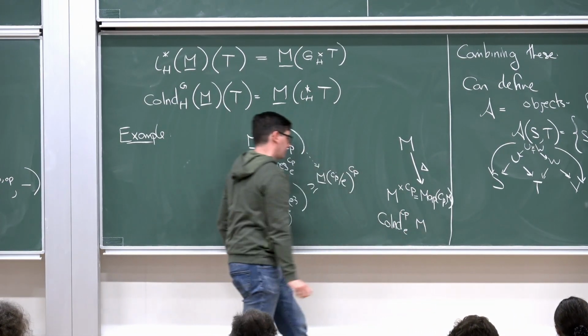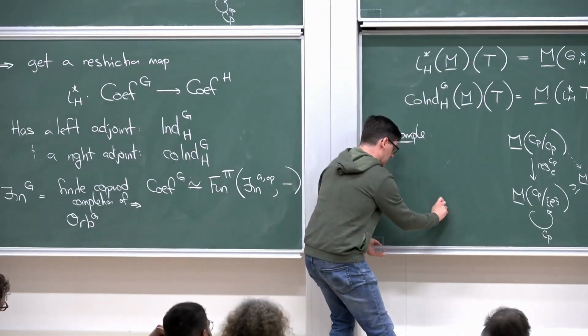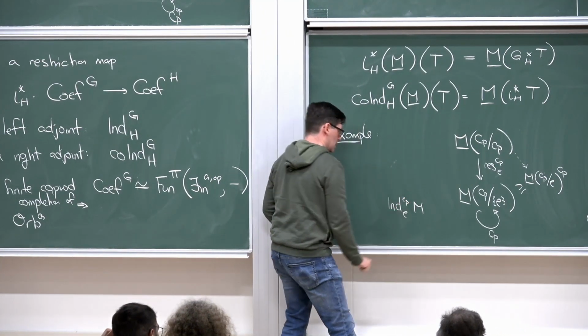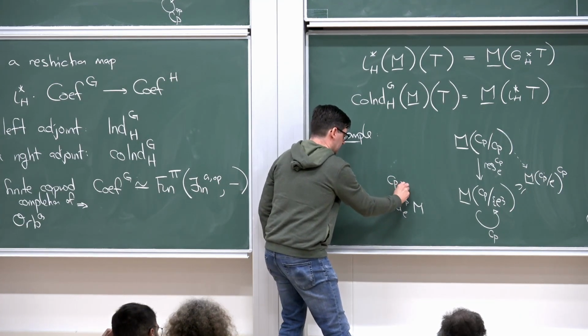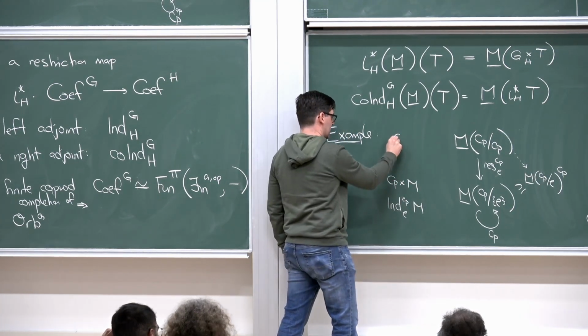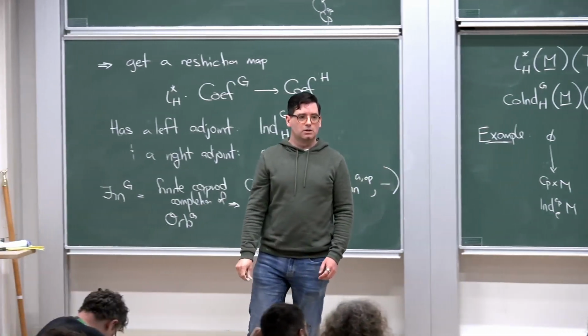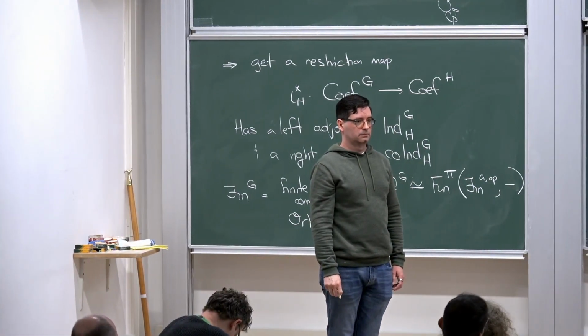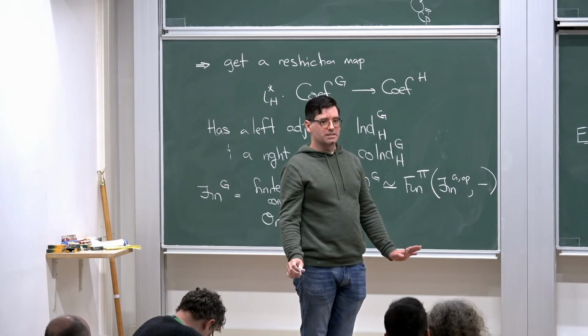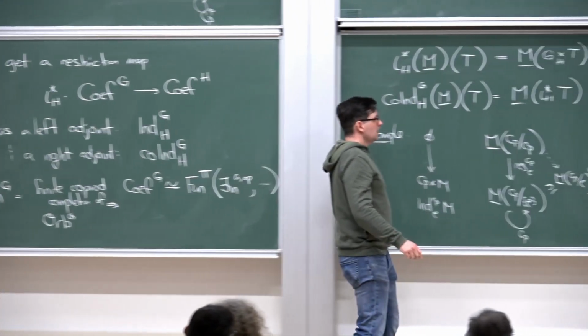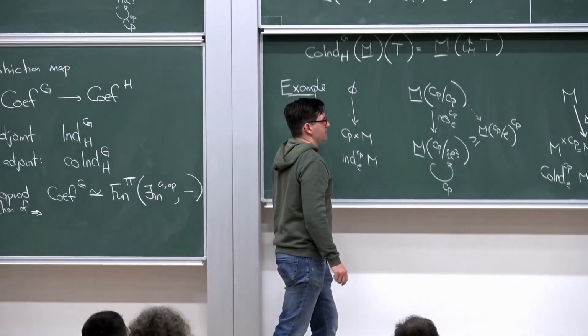This is co-induction of M. If instead I did induction, then here I got CP cross M, and here I got the empty set. So these are in general kind of different. I mean, not always. M could be the empty set. But in the interesting cases, these are going to be different.